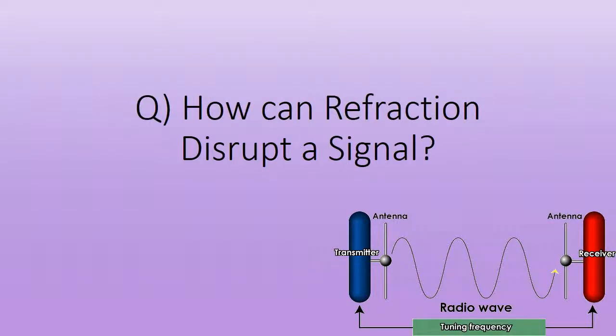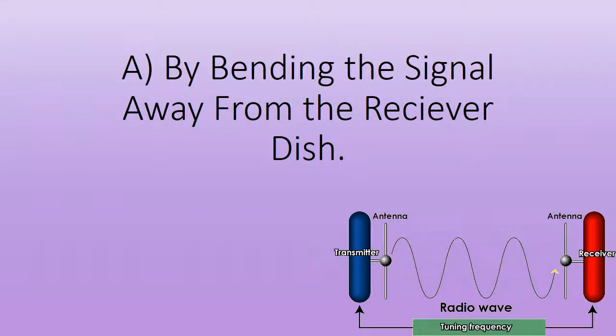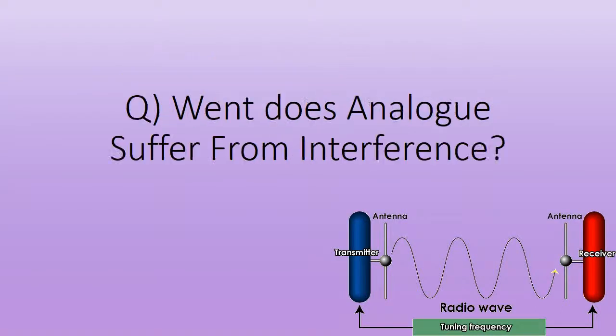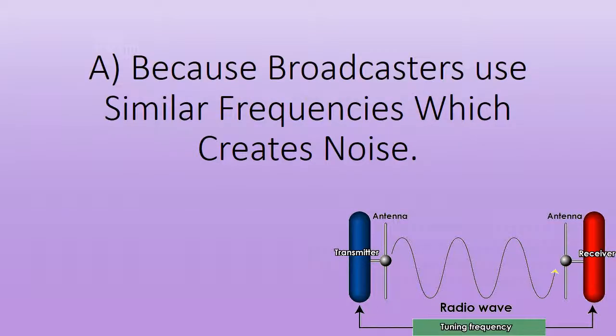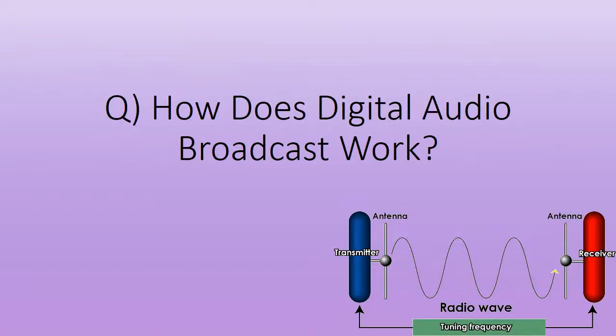How can refraction distort a signal? By bending the signal away from the receiver dish. Why does analog suffer from interference? Because broadcasters use similar frequencies, which creates noise.